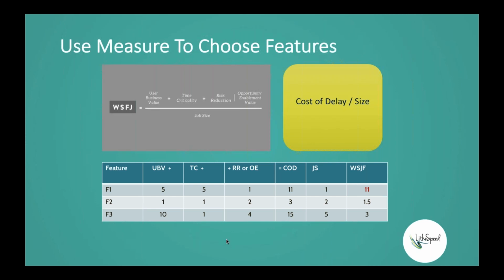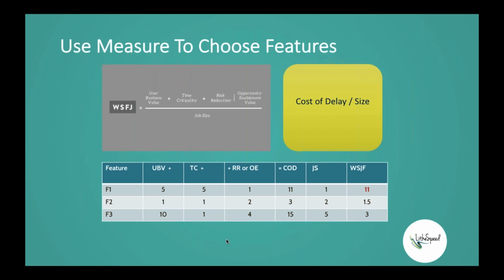Now I've got all this data, and I can just add it all up. The sum of all 3 of those columns is the cost of delay. There's a column in the middle called COD, and that's the cost of delay. Now I've got point values for all of those. What I'm going to do is divide the cost of delay by the size of the job, because the size of the job is sort of an estimate of our cost to deliver. Time is money here, basically.